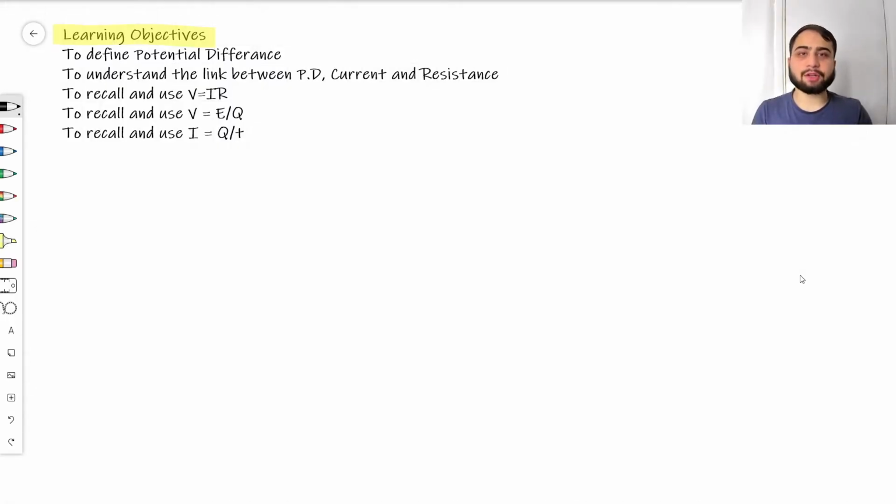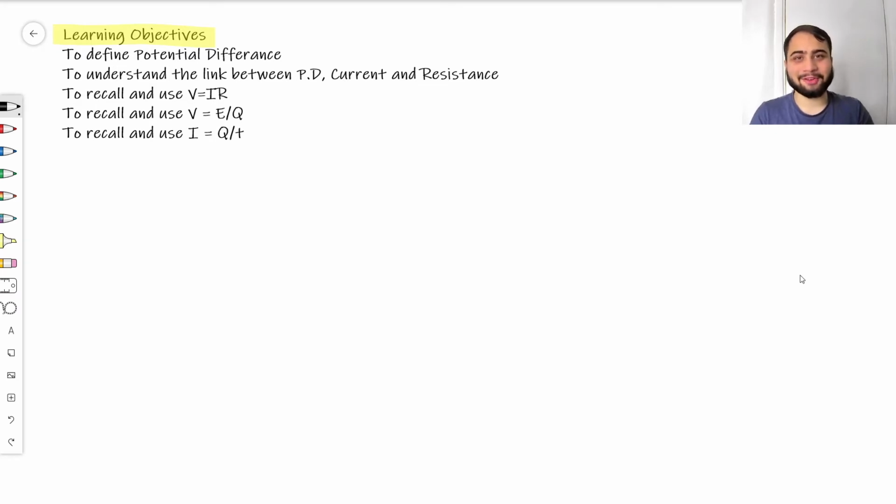Today we're going to be looking at the three main components of any electrical circuit: voltage, current and resistance. Now, some of our learning objectives include to define potential difference. So I'm going to give you the accepted definition that you must write for your GCSE exams, and to understand the link between potential difference, current and resistance. And I'm going to introduce three new equations to you.